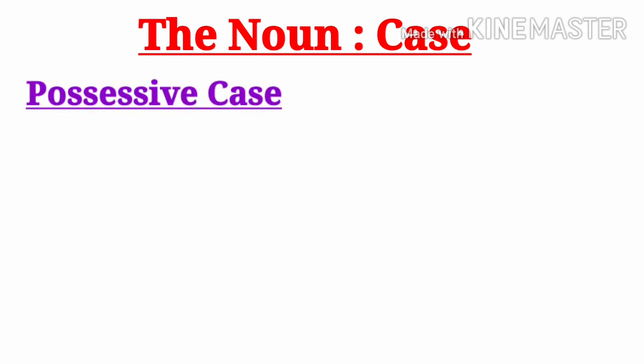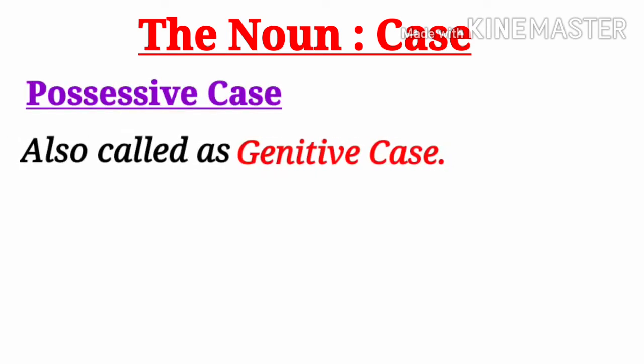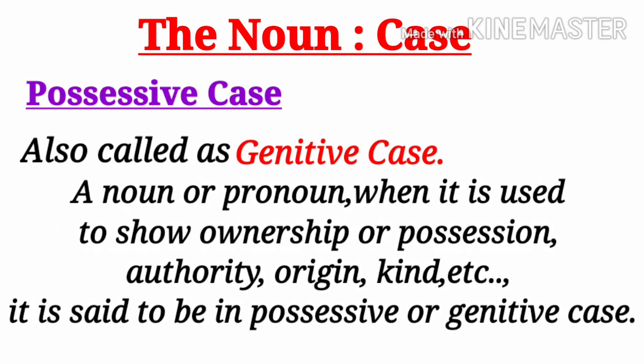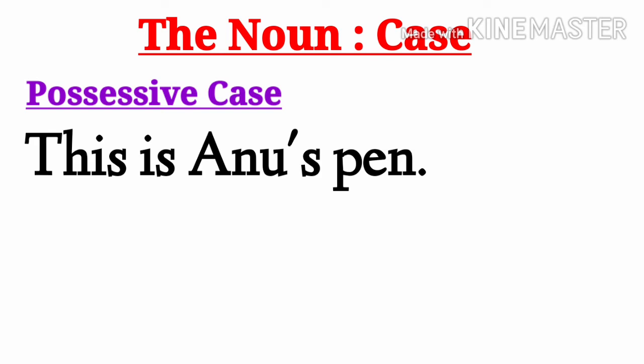Possessive case. It is also called as genitive case. A noun or a pronoun, when it is used to show ownership or possession, authority, origin, kind, etc., is said to be in possessive or genitive case. Dear friends, it is very easy to understand. This is Anu's pen. Here, Anu is the noun and the pen belongs to Anu. Anu's shows the ownership or possession and is said to be in possessive case.